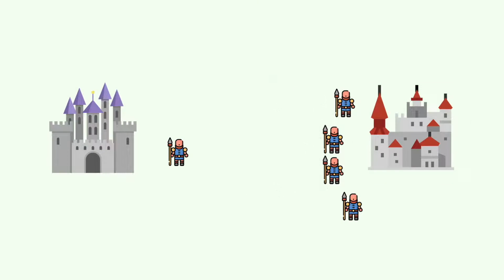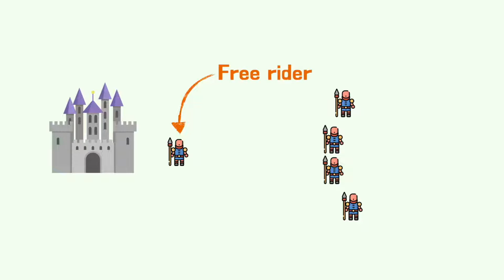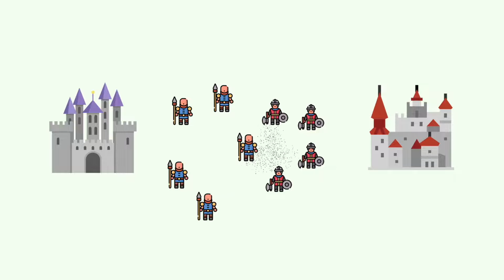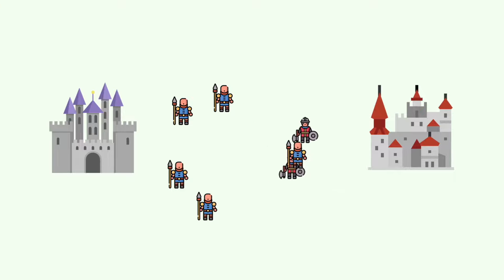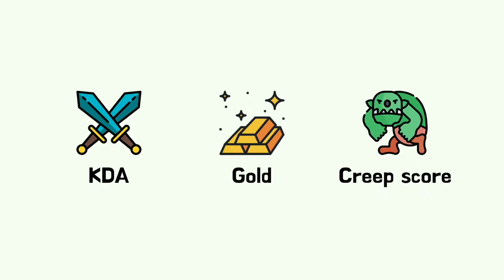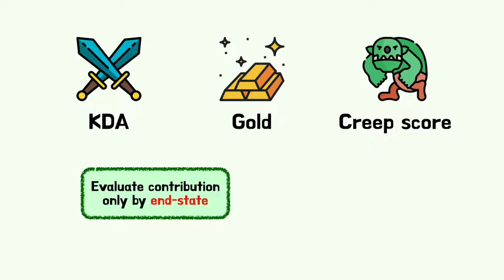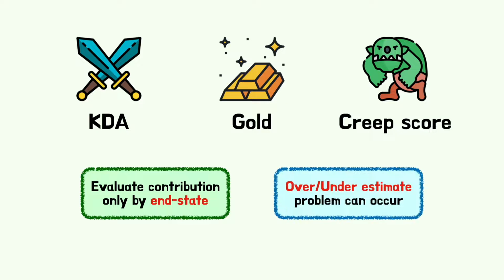For example, some free riders piggyback on teammates without their efforts. On the other hand, some players show heroic performances even if their team is losing. Therefore, game communities use metrics such as KDA to evaluate players' individual performance. However, those metrics use only end-state statistics, so we cannot assess respective actions' contributions. Also, with those metrics, some players can be underestimated.